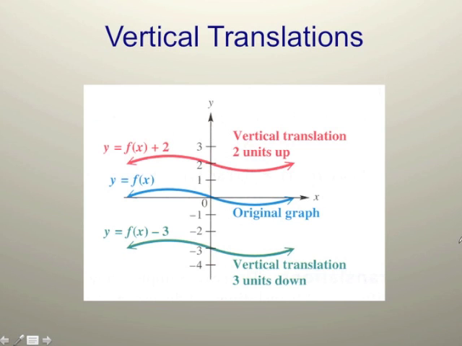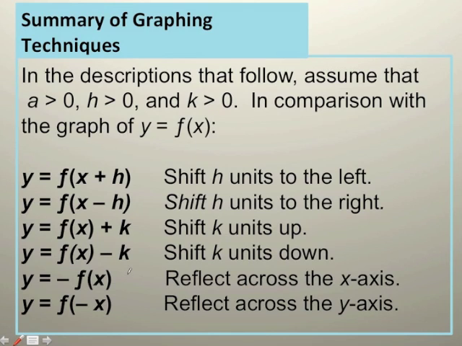And here we have a slide to help us with that. If you take the basic function and add after it, it moves it up and down. Adding moves it up, subtracting moves it down. Now here's a summary of that. Notice that h, k, and a are all positive here. When the h is added or subtracted directly to the x, before you do the function, it moves it left and right.